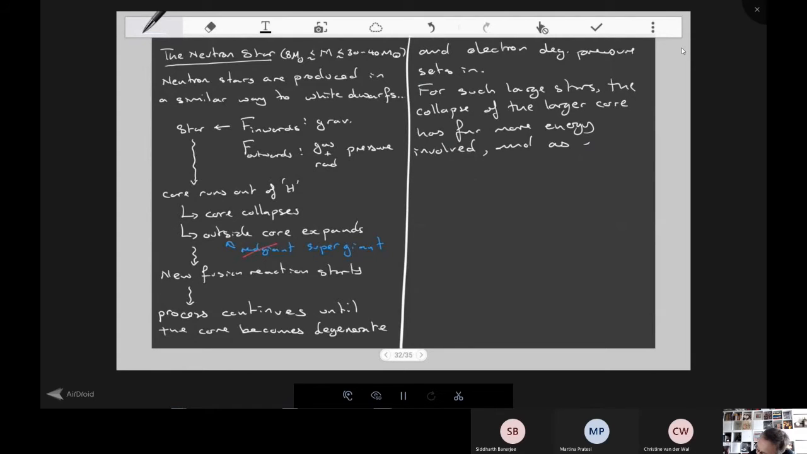And as electron degeneracy pressure sets in, it cannot halt the collapse. Now, I just want to stop there for a second, because the question that comes into my head when I say that is, how can it not? How can it not halt the collapse?